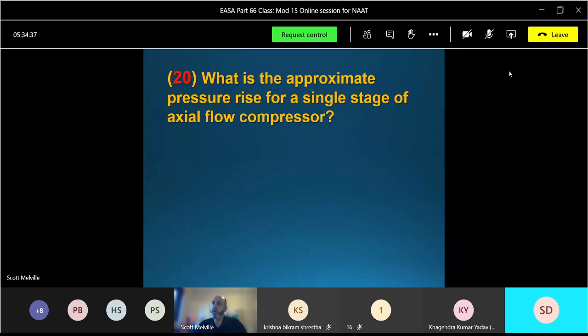20. What is the approximate pressure rise for a single stage of an axial flow compressor?